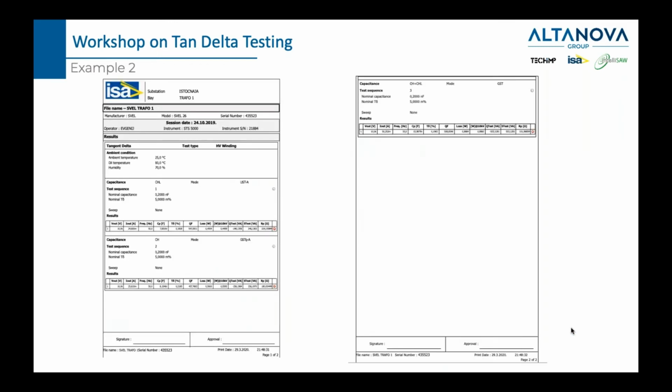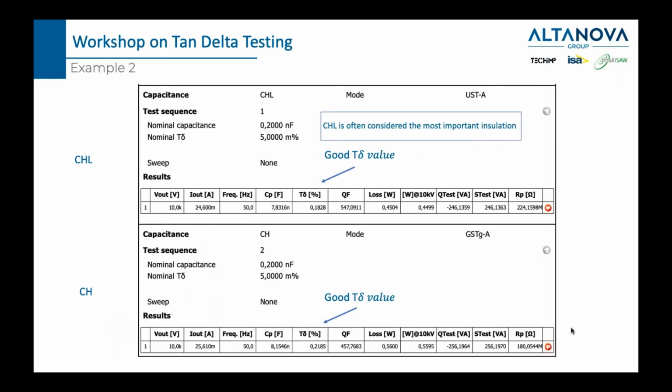In this next example, also done on a transformer, this transformer had only primary and secondary. It did not have the tertiary. So what we have here is the measurement of CHL, and we got 0.18, even better than before, and a capacitance of 7.8. It was done at 10 kilovolts. And then we did CH. Basically, we just changed one drop box in our firmware to do this measurement and then that measurement. We didn't change the connections.